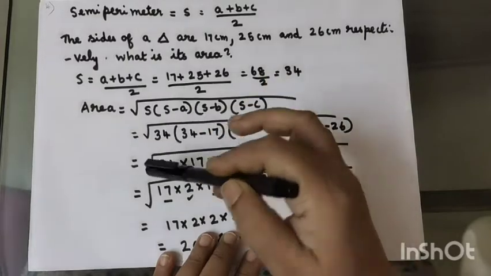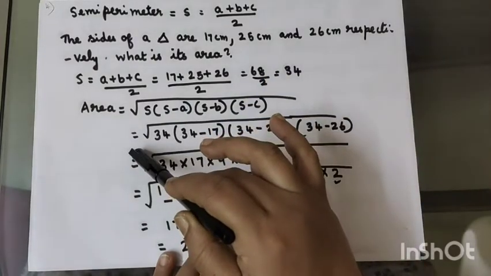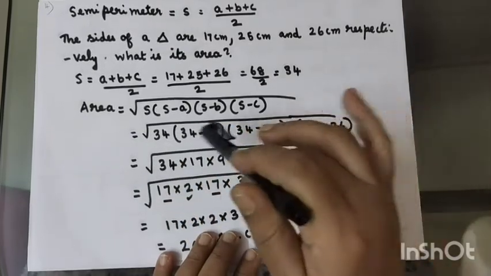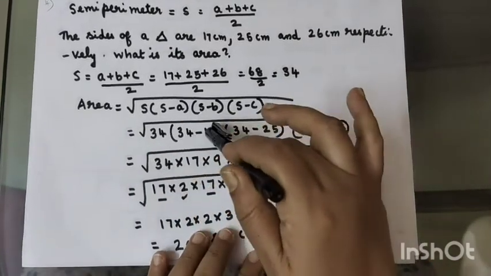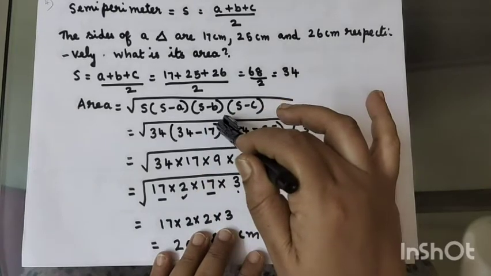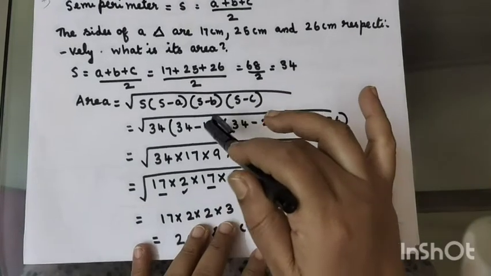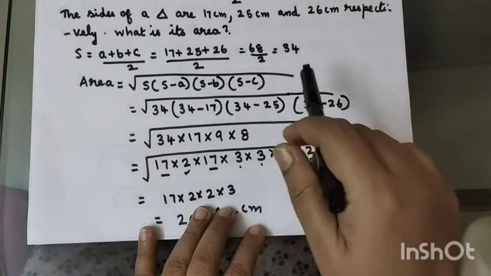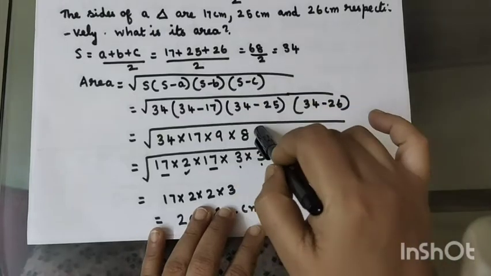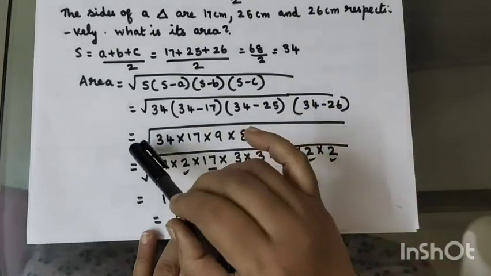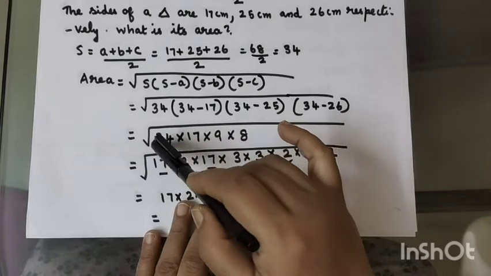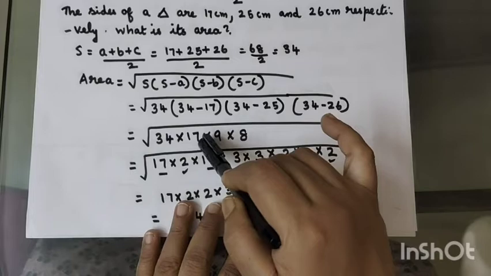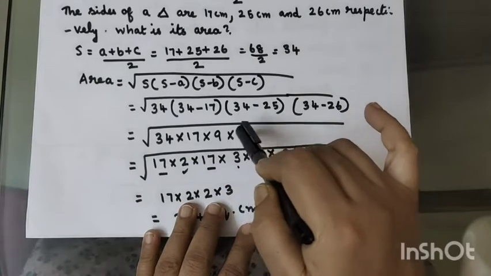So the next we'll write, don't forget to put the square root sign. Then 34 minus 17 is equal to 17, then 34 minus 25 is equal to 9, then 34 minus 26 is equal to 8. So in the next step you will get square root of 34 multiplied by 17 into 9 into 8.